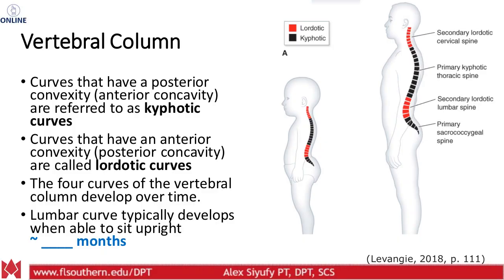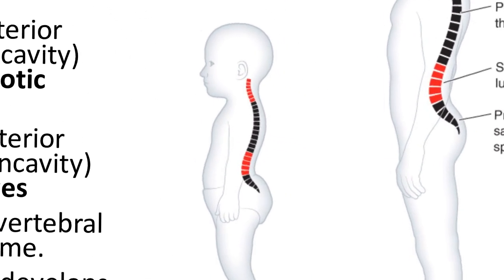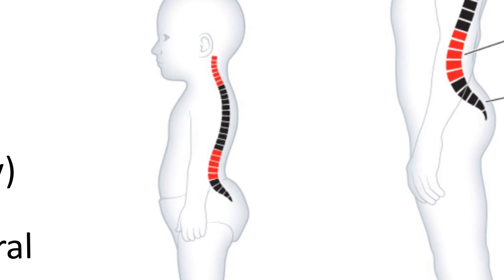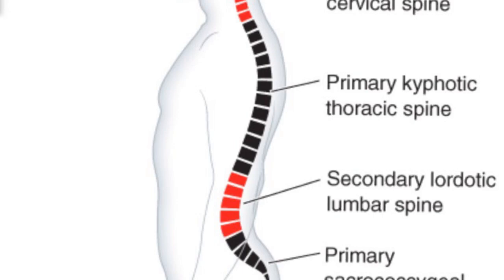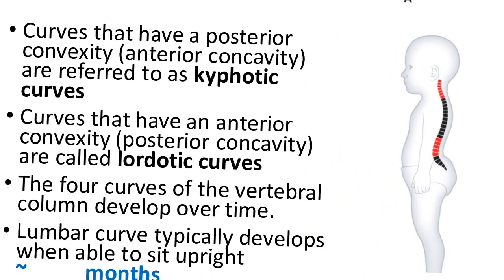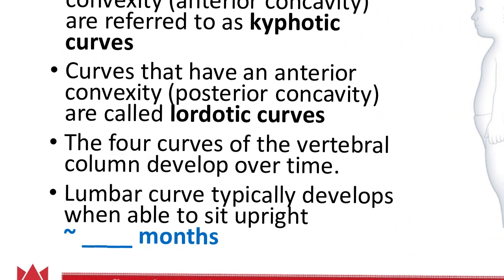So in this picture, you can get an appreciation for, as we're children, the curves are developed, but not as extensively because we don't weigh as much, and we're not bearing weight the same manner as when we're adults and we develop more of these pronounced curves. But in general, the lumbar curve seems to develop when we're sitting upright, and this tends to happen within 4 to 6 months.